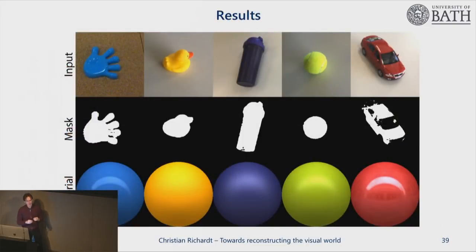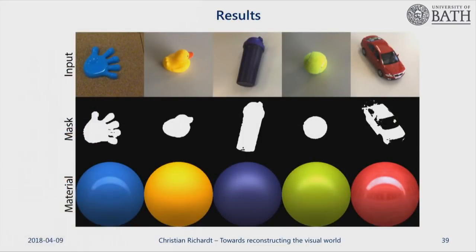And then when we apply it to real-world objects, you can see that it actually generalizes very well. These are 5 different objects. They're not all plastic, right? But the segmentation works pretty well. Then we can reconstruct the material parameters and visualize the material on these reflectance spheres. And you can see that they approximate the look of the materials really well.